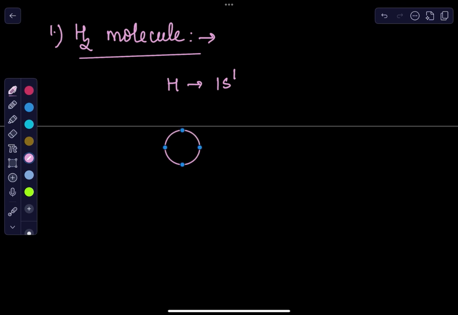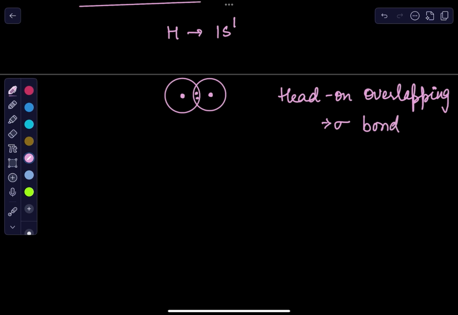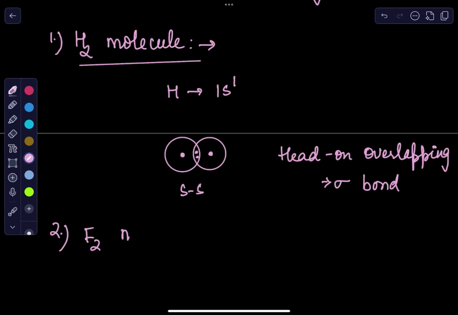First is the hydrogen molecule. We know that in hydrogen there is only one electron, which resides in the 1s orbital. So the electron present in the 1s orbital will do overlapping. This is a head-on overlapping and will form a sigma bond.